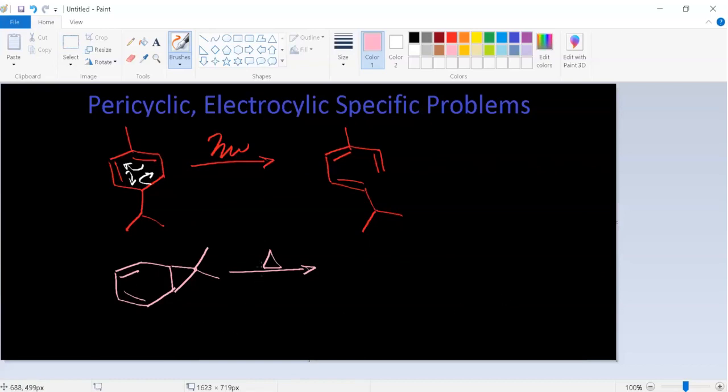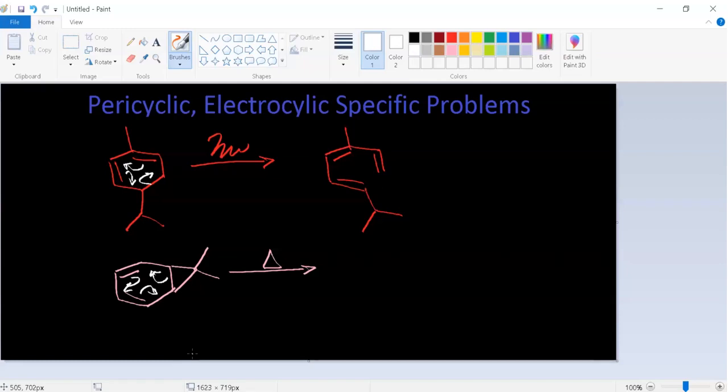So for this problem, again, it's thermal conditions. I'm going to go ahead and push electrons, just like this. And that helps me determine how many pairs of electrons I have moving around. So it looks like there are 3 different pairs. So that means I'm an odd number up in my HOMO for my pi system.